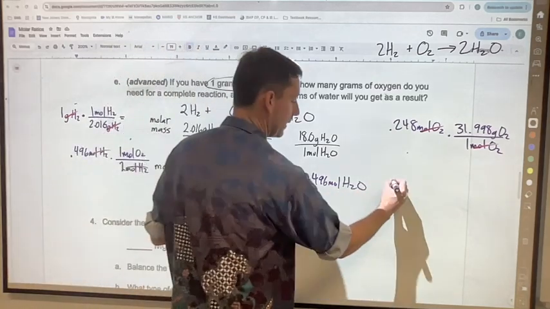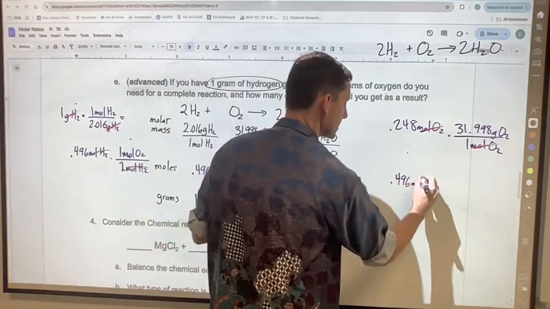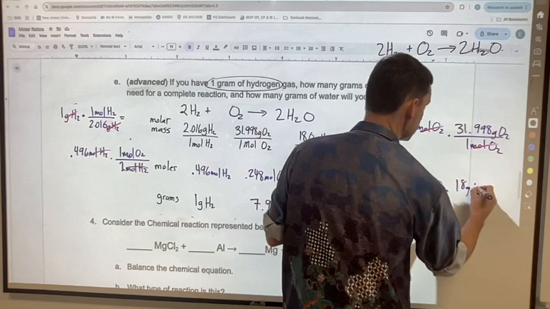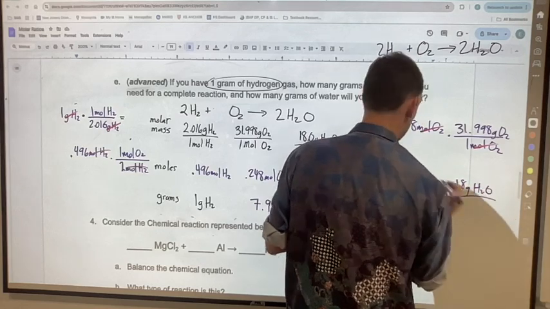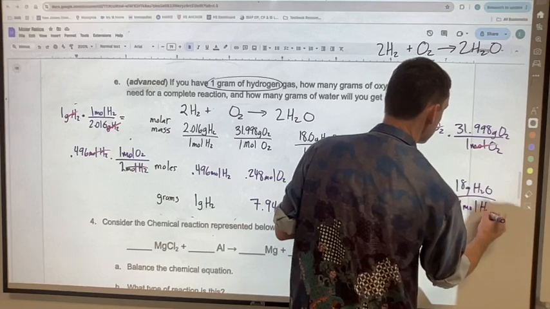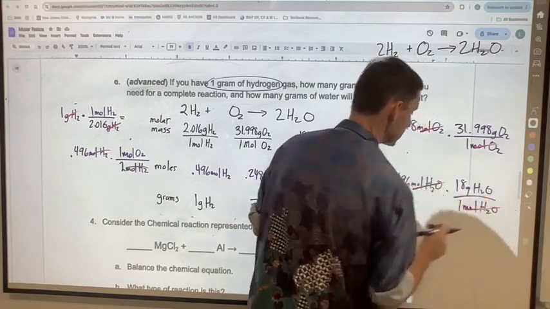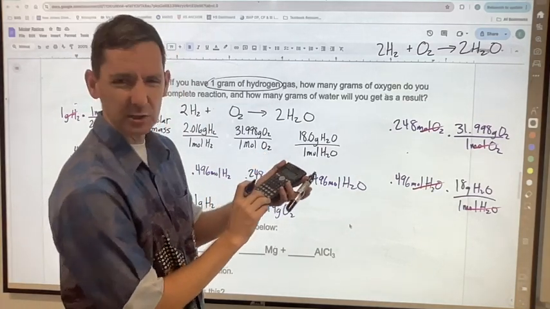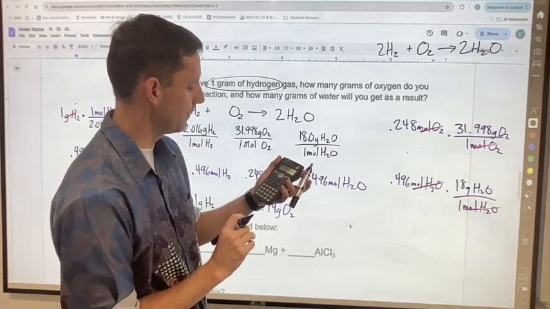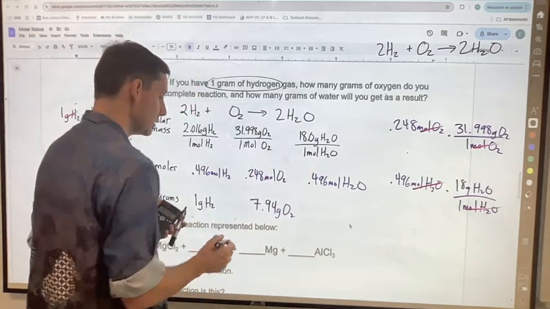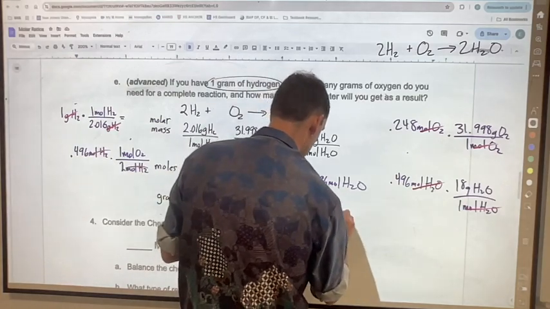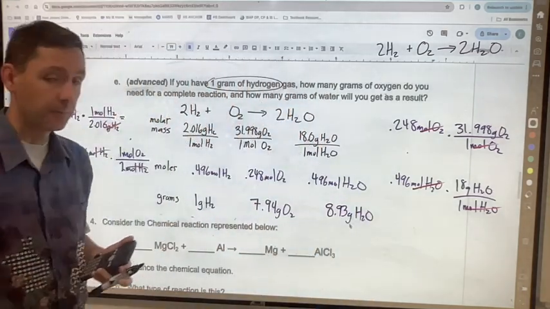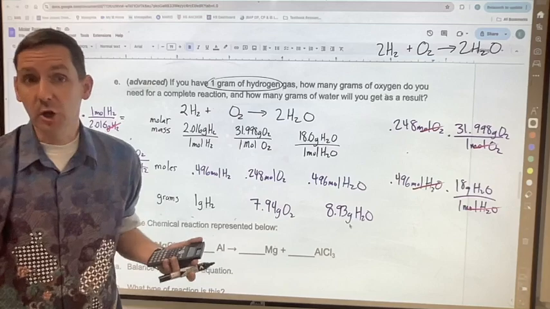And then I can do the H2O. Okay, so again, I'll go 0.496 moles of H2O times 18 grams of H2O divided by 1 mole of H2O. Moles are going to cancel out. So 0.496 times that 18, which I know wasn't exactly 18, but we'll work with it, 8.928. So I'm going to go 8.93 grams of H2O. All right?